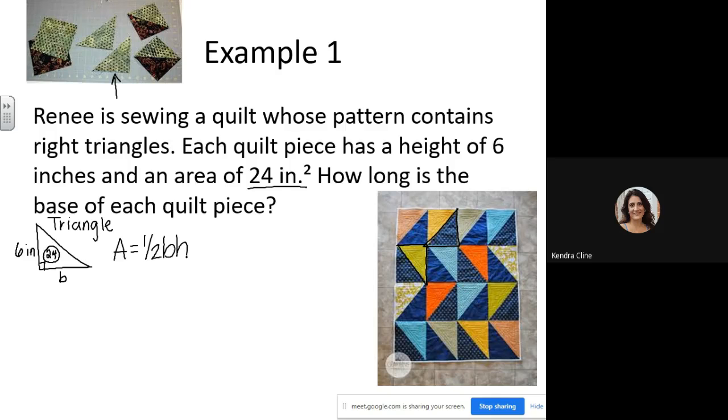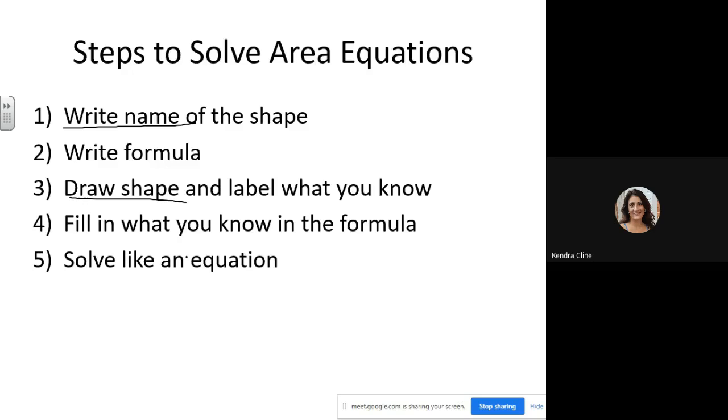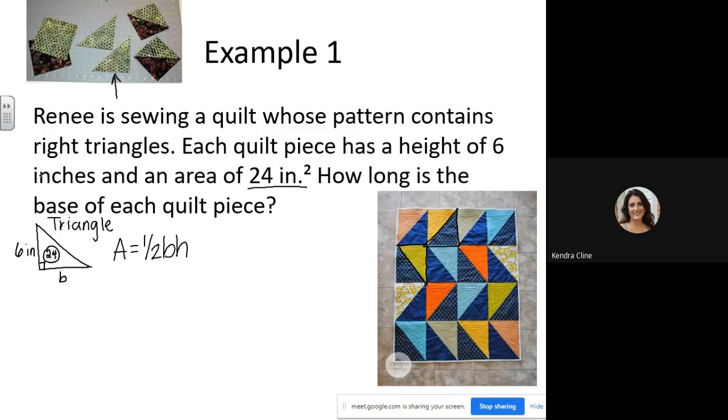Okay. So now if we go to our steps, we've done all 3 of these. Next, I need to fill in what I know to the formula. So I am going to plug in what I know. Area, do I know the area? Yes, remember I put it inside there. So I'm going to replace A with 24, bring down my 1/2. I don't know what the base is, so I'm going to leave that as a variable. And then my height is, and when you label this on your shape, you could even say H is 6. That way you know to plug in 6 for H.